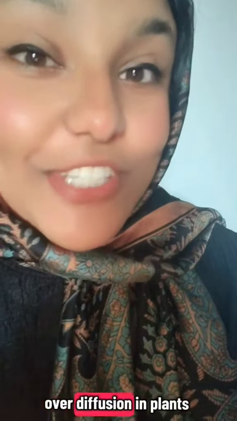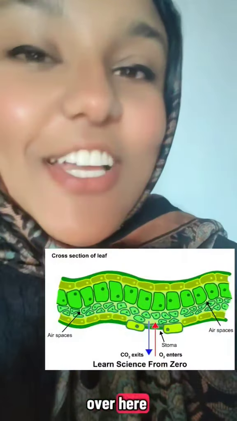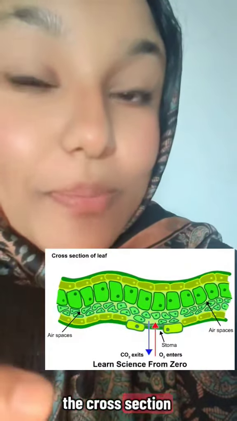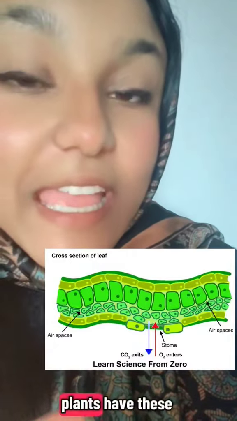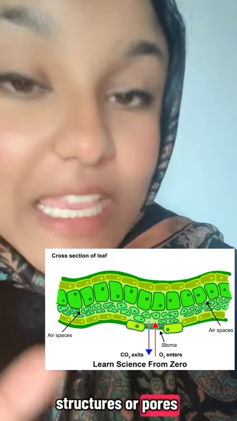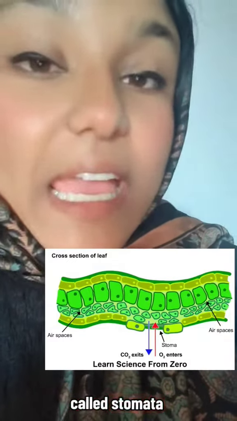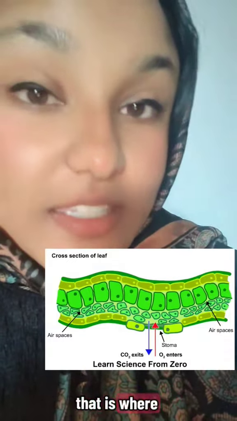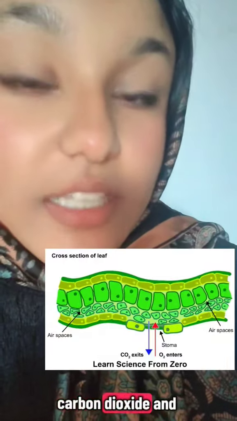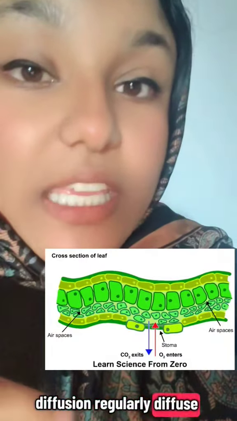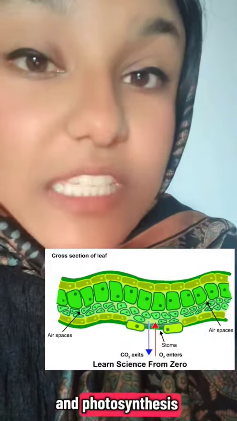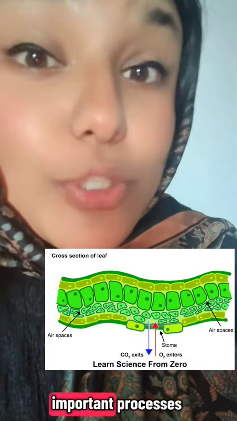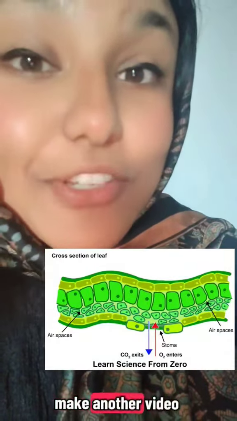Finally, let's go over diffusion in plants. Take a look at this image over here. You can see the cross-section of a plant with all those layers. Now, plants have these structures or pores at the bottom of the leaf called stomata, and through stomata is where gas exchange takes place. So carbon dioxide and oxygen regularly diffuse in and out through those stomata when required. For example, for processes like respiration and photosynthesis. These are very important processes, and we will make another video on those.